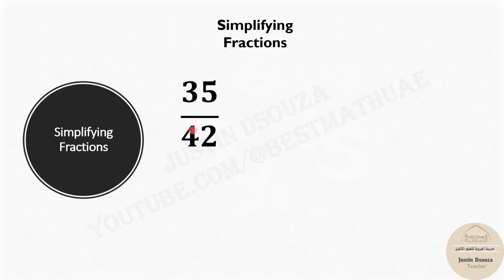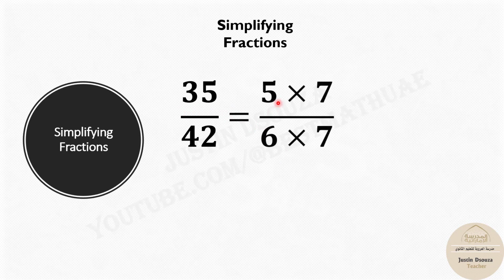Let's look at another problem, 35 by 42. Here, in the same way, if you recall the times table of 7, you can expand it as 5 times 7 and 6 times 7. You can't expand it any other way. Say, for example, you know the times table of 2. This can be expanded as 21 times 2. But what about the 35? You cannot expand it in terms of 2.